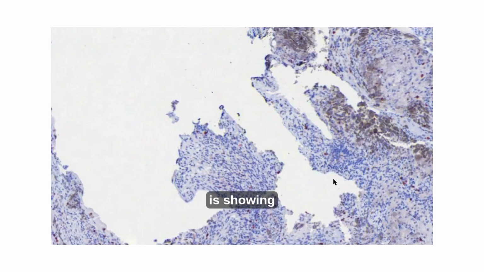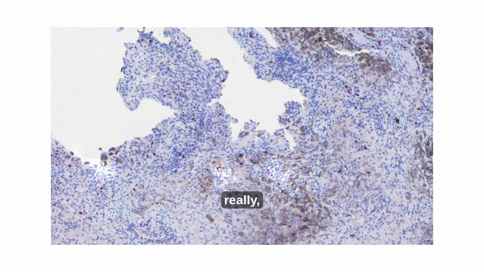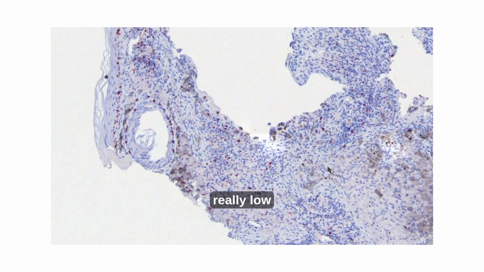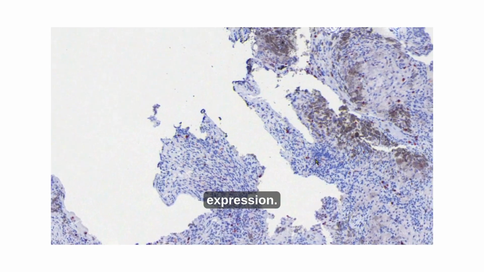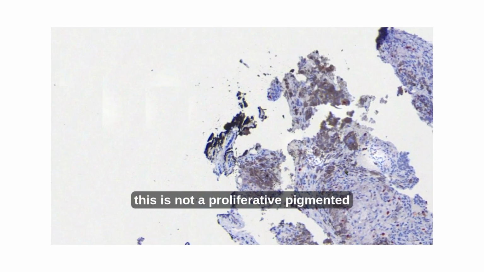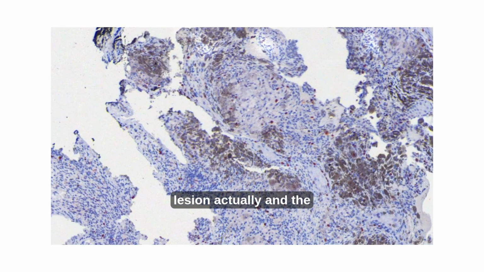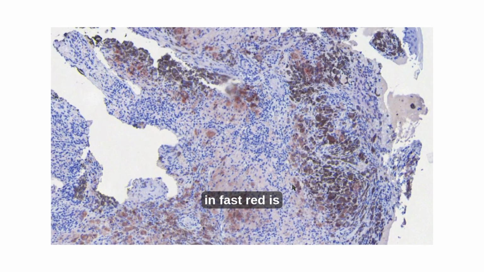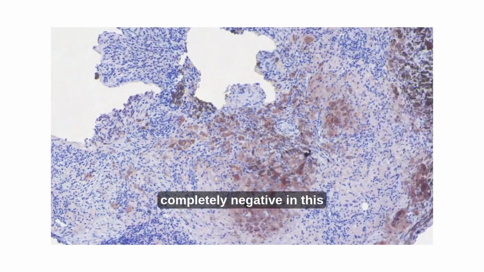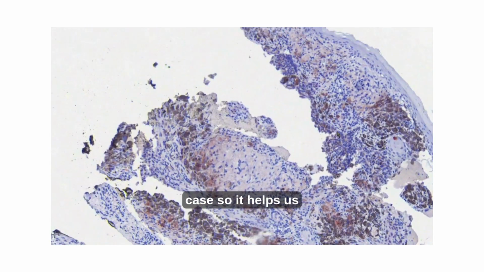Ki67 with fast red is showing really low expression, meaning that this is not actually a proliferative pigmented lesion. And the PRAME in fast red is completely negative in this case. So it helps us rule out melanoma or any melanocytic lesion associated with this.